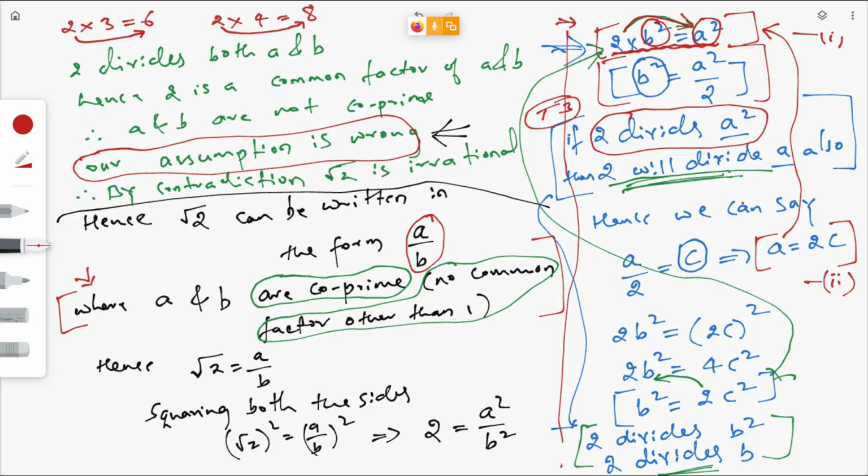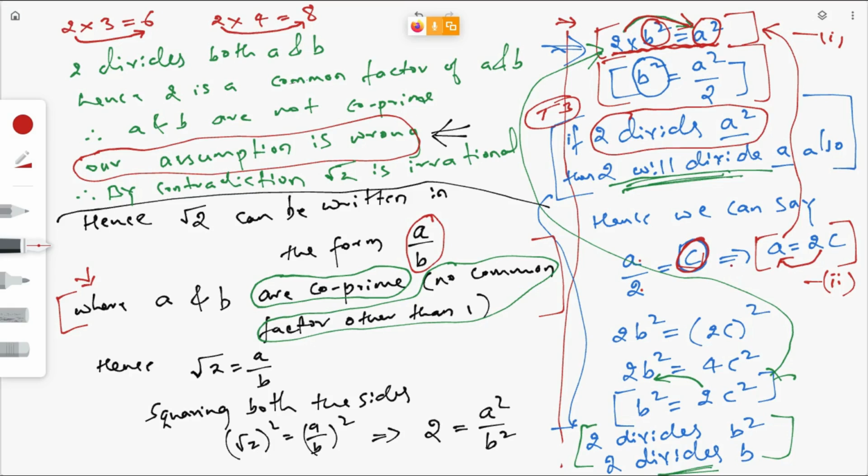Hence, we can say that if 2 divides a, then a by 2 is some number again, a quotient, or you can write a is equal to 2 into c. Matlab, 2 into some number is a, because 2 divides a.